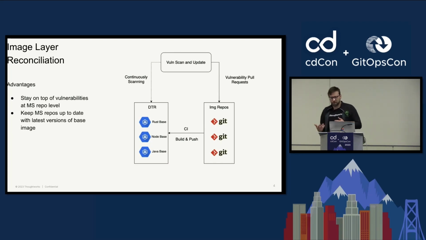To get a better idea of how this looks, we have, say, a set of image repositories. Maybe those are a Node, Rust, or Java-based image repo. We then might have a scanning tool like Snyk, Tenable, whatever. In that tool, we're going to use those tools' auto-upgrade features to continuously upgrade our base images. And then as those images are upgraded, we're pushing them into our upstream Docker registry. This allows us to stay on top of vulnerabilities at the microservice repo level.